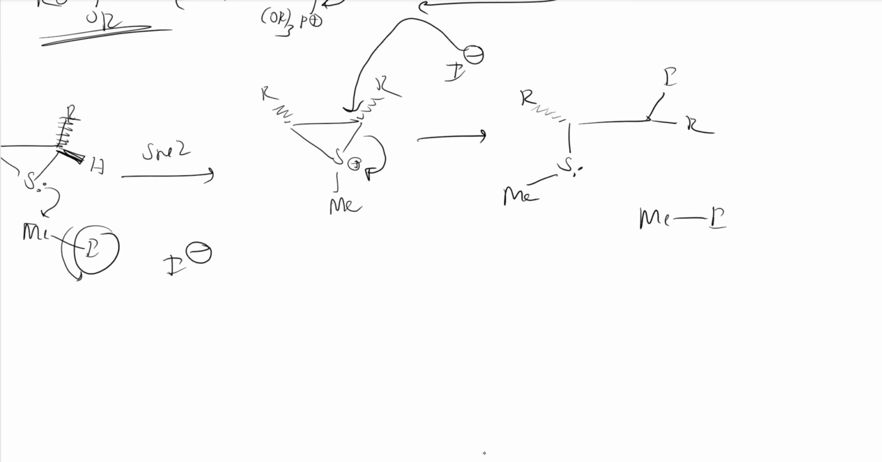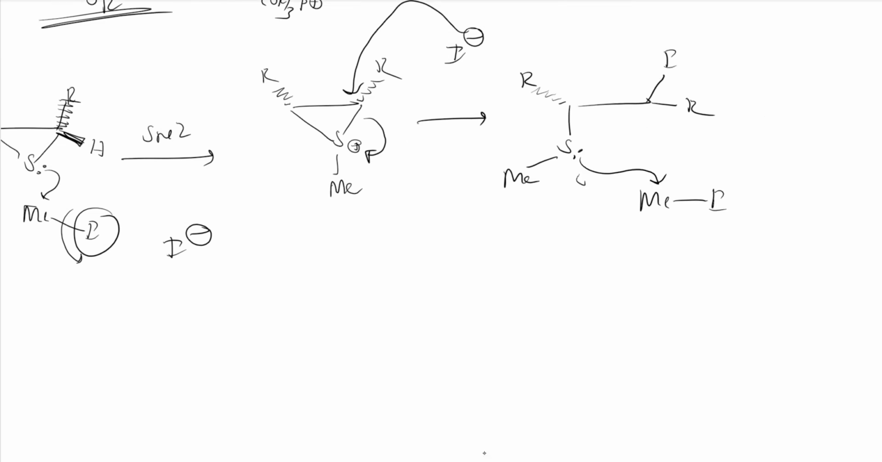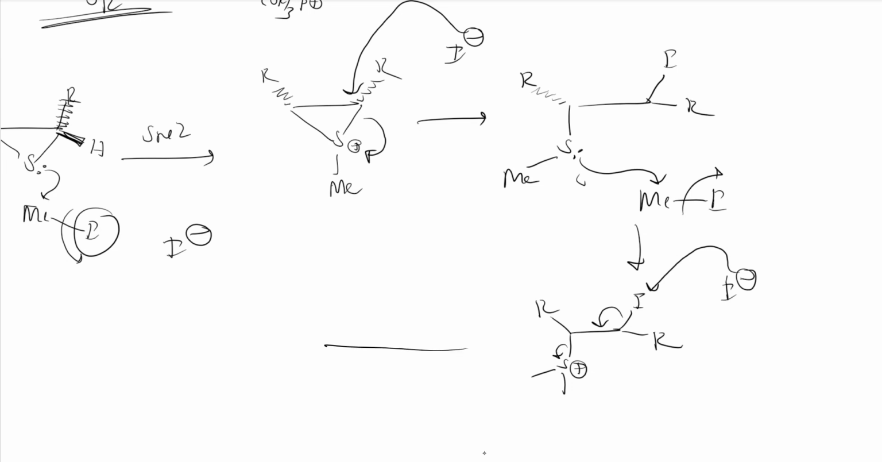So what happened, it will again donate its lone pair, SN2 reaction. I can write like this: sulfur Me, and sulfur gets positive charge, and here R is there, and here iodine is there, one R is there, right? So I minus is there in the system. So what it will do, it will take this iodine, this electron density moves here, this takes the electron density and it goes. So we will get alkene.